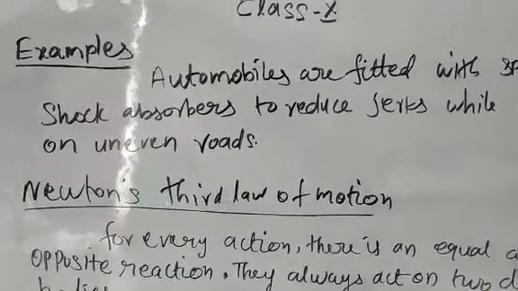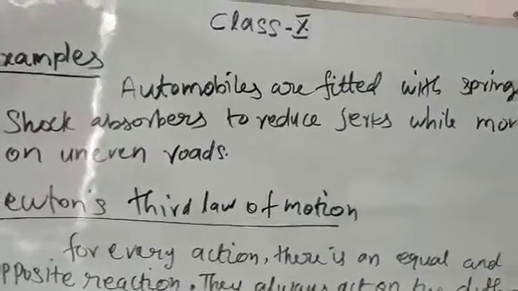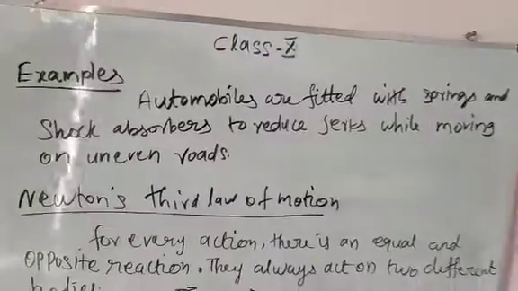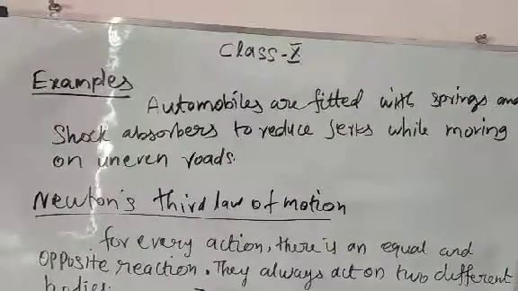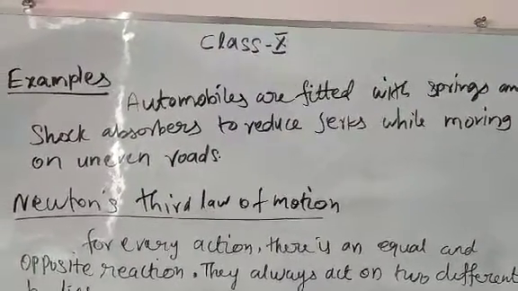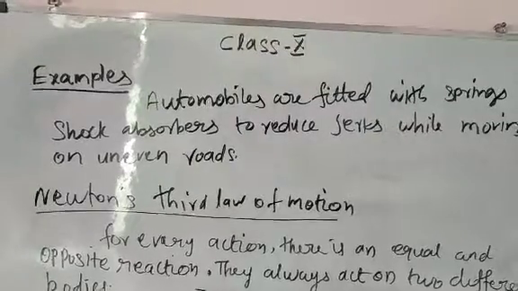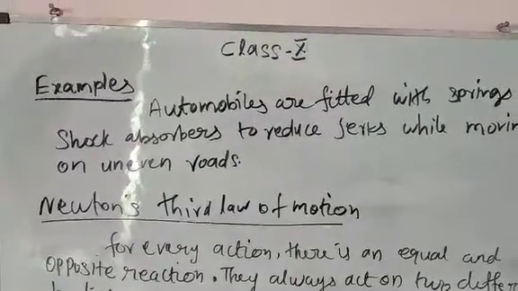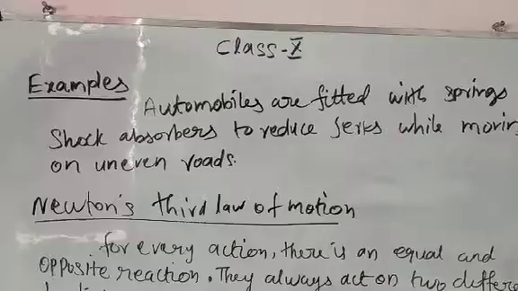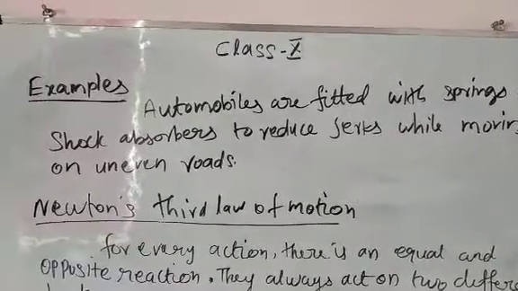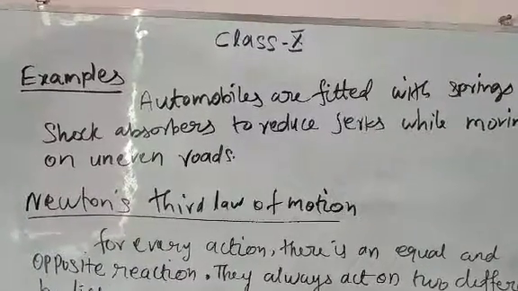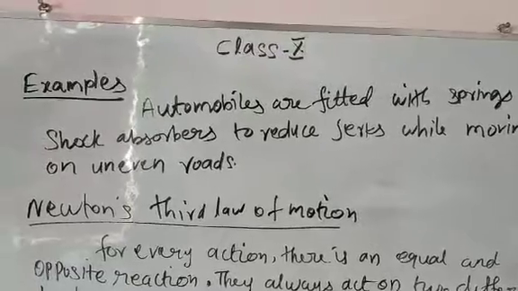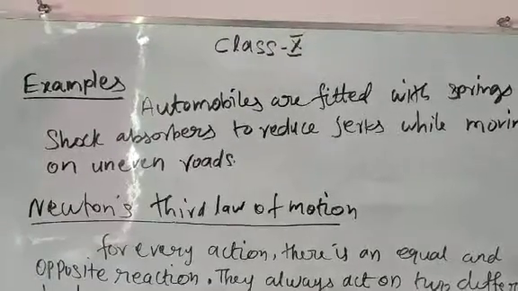Examples of impulse. Automobiles are fitted with springs and shock absorbers to reduce jerk while moving on an uneven road. Another example, in cricket, the fielder pulls his hand back to catch the ball.